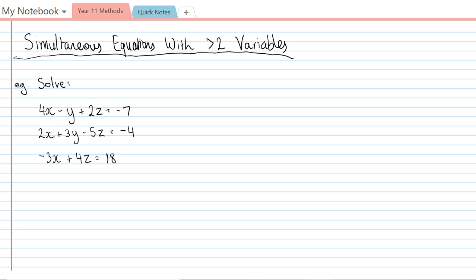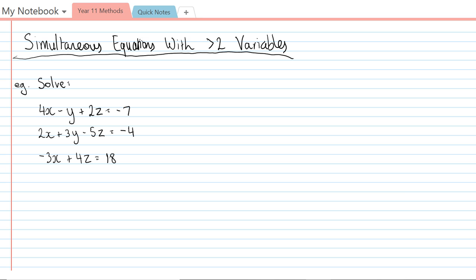I should start off by saying at the moment we have three equations with three variables, and this pattern is always going to hold true. However many variables we have, we need the same number of equations in order to solve them. So three variables require three equations, four variables require four equations, and so on.